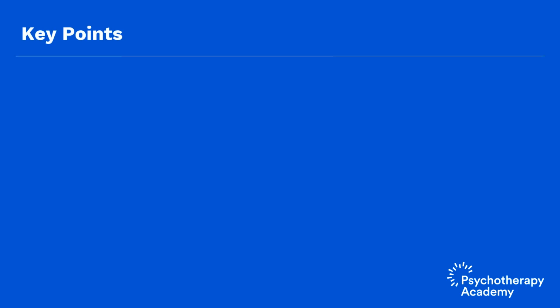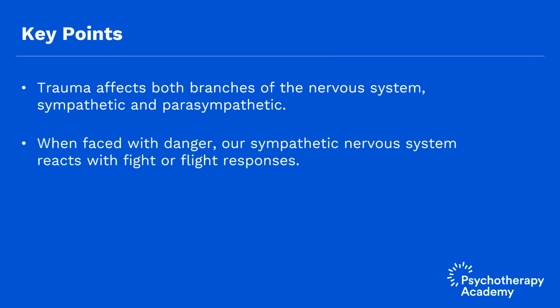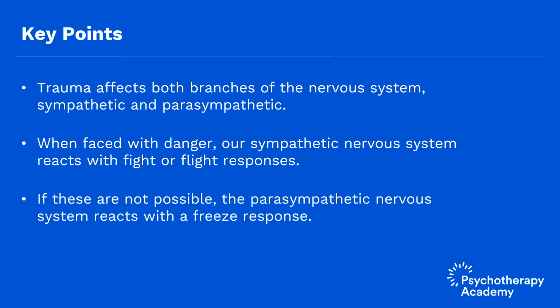First key point: trauma affects both branches of the nervous system, sympathetic and parasympathetic. The sympathetic nervous system can be thought of as an accelerator, whereas the parasympathetic nervous system can be thought of as a brake. Key point number 2. When we are faced with a danger or crisis, our sympathetic nervous system is supercharged, resulting in either fight or flight responses. This is analogous to slamming on the accelerator. However, when neither fight nor flight responses are possible, the parasympathetic nervous system becomes supercharged, resulting in freeze. This is analogous to slamming on the brakes.